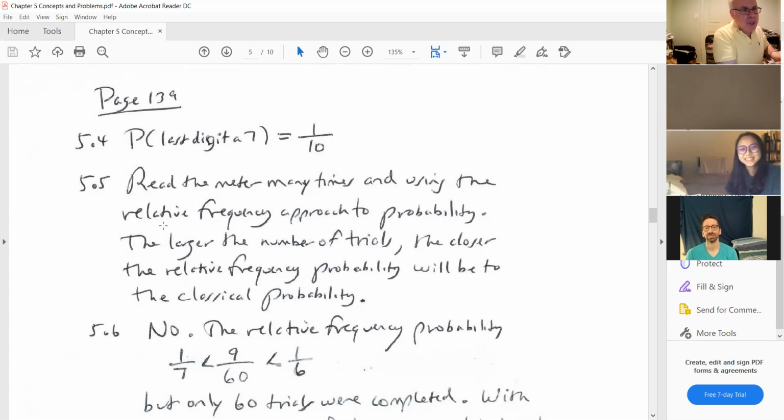All right. Some of these questions are pretty simple. On page 139, 5.4. It says here, electric meters on private homes in a community register the cumulative consumption of kilowatt hours with a 5-digit reading. If a home in the community were randomly selected, it's possible that the right-hand digit, the 5th digit, would be a 7. Now, it can be any number from 0 to 9, right? Using the concept of classical probability, what is the probability that the digit is a 7?